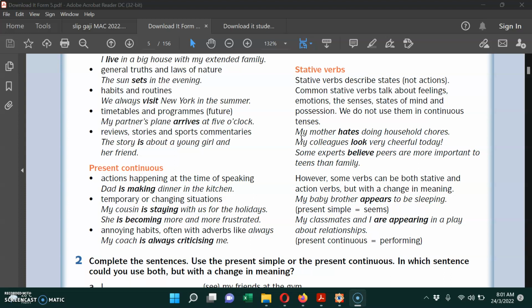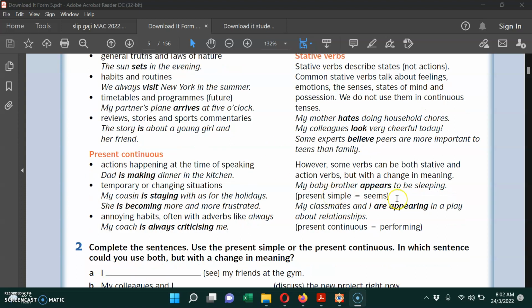Okay, contoh ayat, my mother hates doing household chores. Maksudnya Mak saya tidak suka membuat kerja rumah. Okay, kita tidak gunakan my mother is hating, salah. Okay, next example. My colleagues look very cheerful today. Rakan kerja saya kelihatan ceria pada hari ini. Kita tidak gunakan are looking. Next one. Some experts believe peers are more important to teens than family. We don't use are believing. Okay, sebab itu adalah keadaan, bukannya perbuatan.